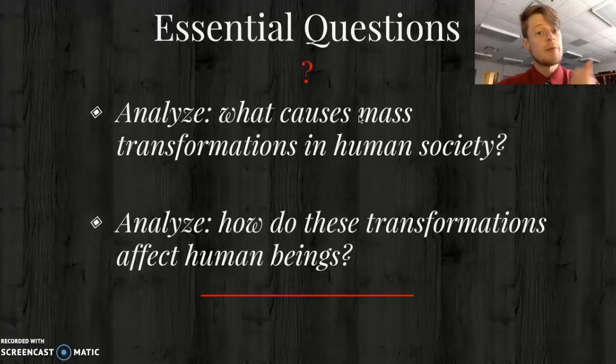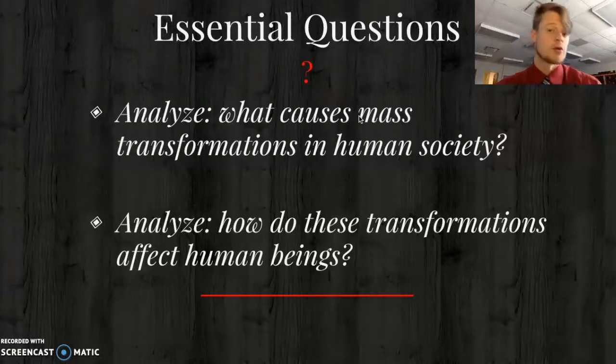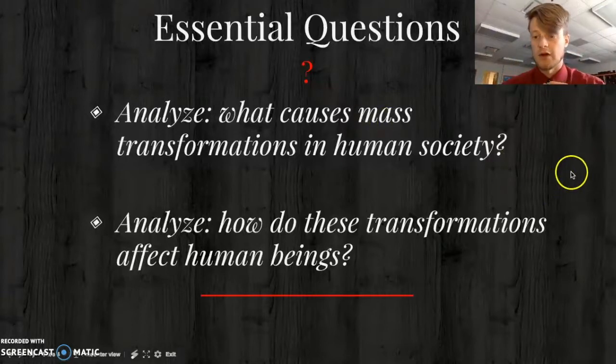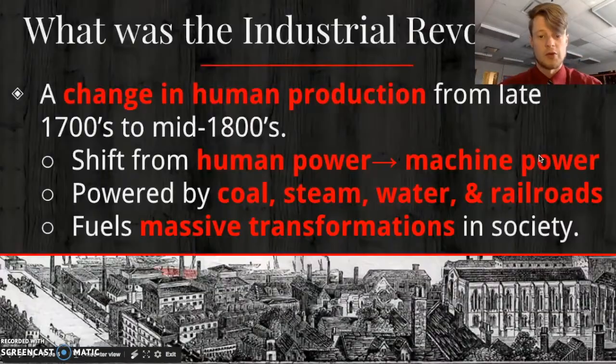Okay, so we're looking at a couple of things with the Industrial Revolution. First of all, why does it actually occur? So what causes such mass transformations in human society? And then, second, how do these transformations affect human beings? How does this change the way we work, the way we live, all the things that we consider to be life? So why do these changes happen, and how do they change the world in which we operate?